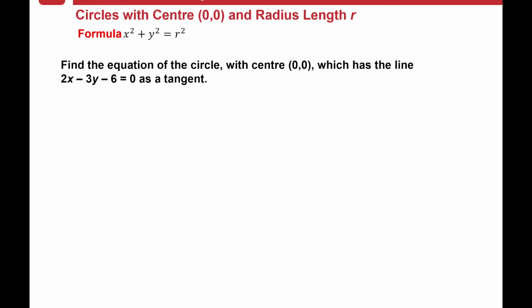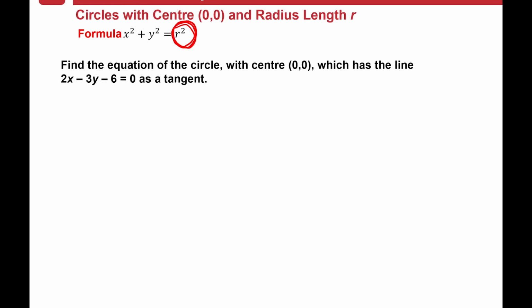Let's try another example. Find the equation of the circle with center 0, 0, which has the line 2x minus 3y minus 6 equals 0 as the tangent. Okay, remember that when you're trying to find the equation of a circle with a center of 0, 0, the value that you need to find is the radius of the circle.